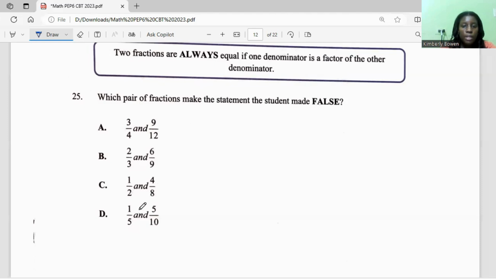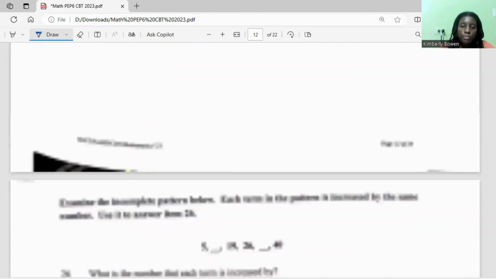This seems to be the one that is false. 1 times 5 is 5, and 5 times 5, sorry, is not 10. It's actually 25, even though 5 is a factor of 10. Our answer is D. Children, read the questions carefully.